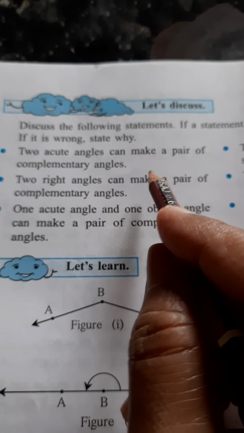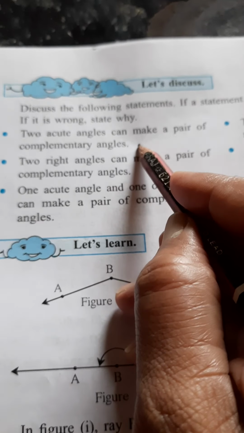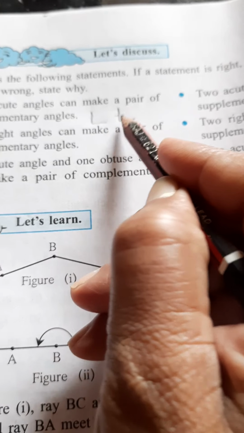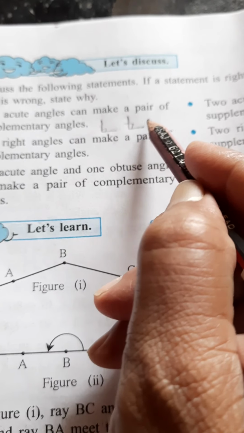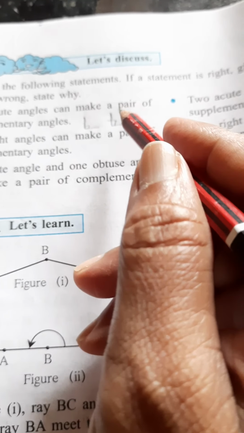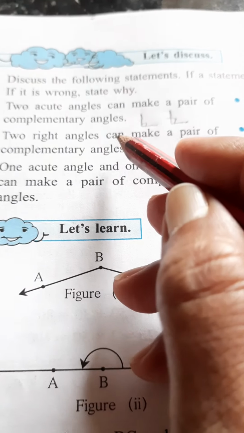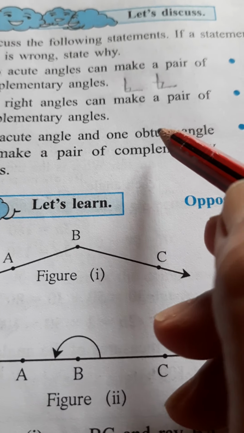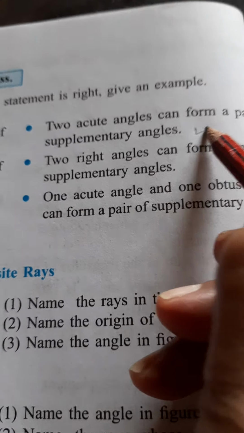Two acute angles, right or wrong, that makes supplementary angles. Because if there is a 90 degrees, 90, this is also acute angles. This will make supplementary angles. If they are smaller than 90 degrees, then they will be complementary angles. But two acute angles can form a pair of supplementary angles. This one will be the correct one.